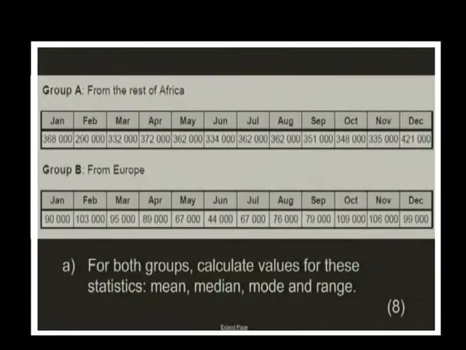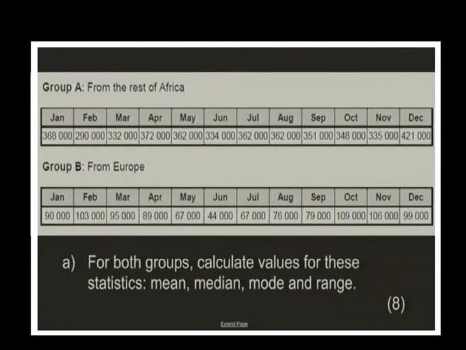So we look at this table in front of us here, and we see exactly all her stats. And here it is. From the rest of Africa, there are 368,000 people who came to South Africa in January. From Europe, there were only 90,000 that came to South Africa. Okay? If we jump to June, in June there were 340,000 people who came from Africa to visit South Africa, whereas from Europe only 44,000 came. Do you get the idea?